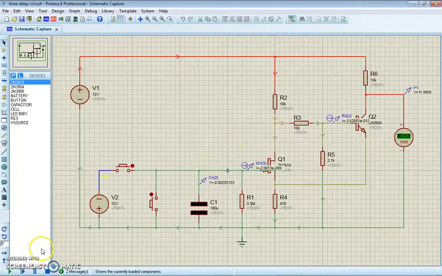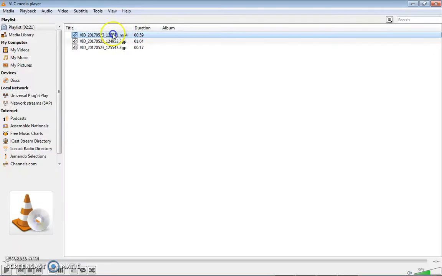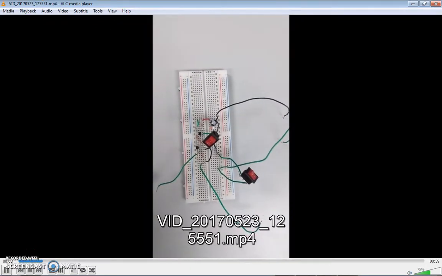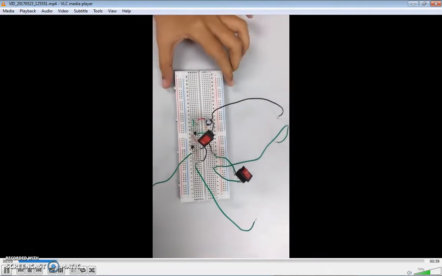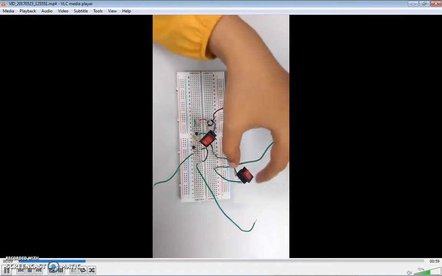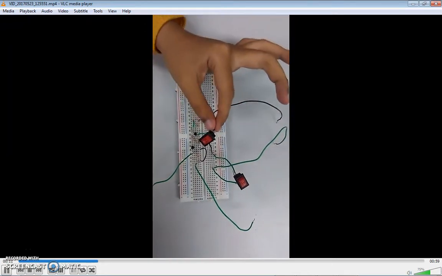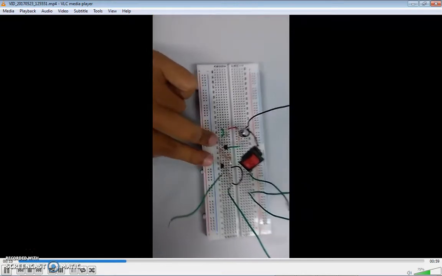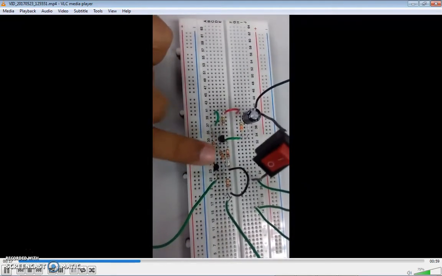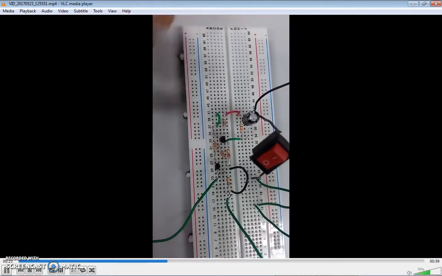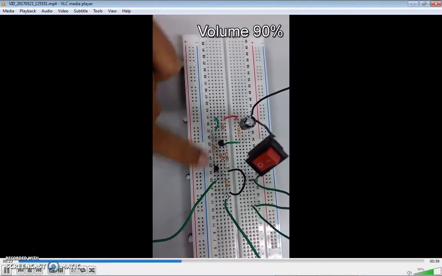Okay, I'll proceed with the hardware part. So this is how the time delay circuit looks like. These are the components in the time delay circuit. Firstly, this is switch 1. This one is switch 2. This one is the capacitor, and this is the transistor. We use a FET transistor and a PNP transistor. This is R6 and the other resistors.